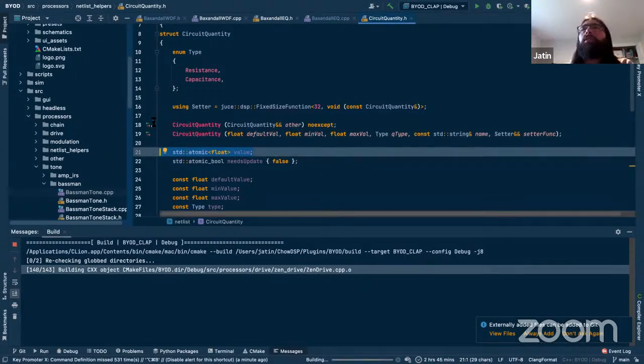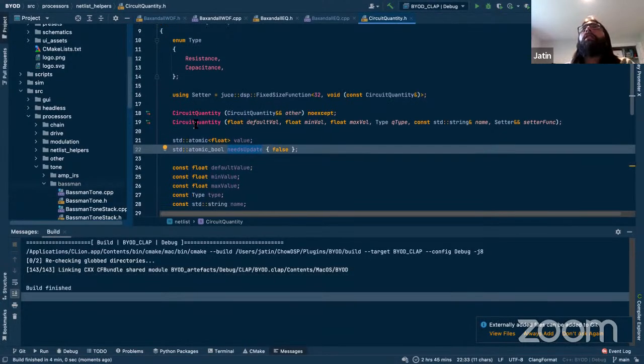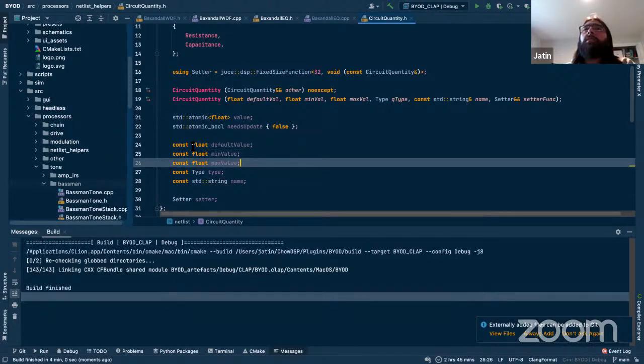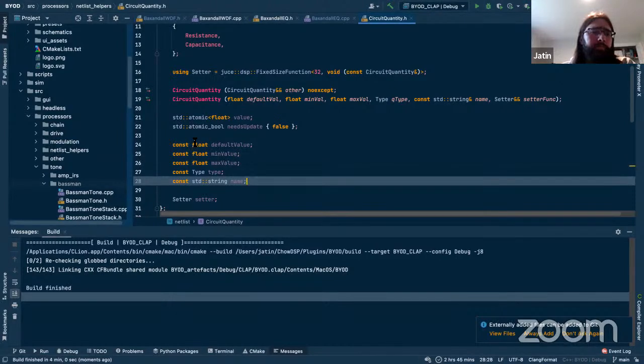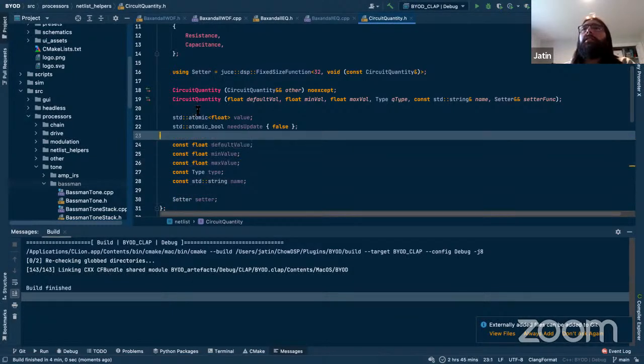We also have a value. So this is like the base value of the quantity. And we have another atomic bool that will tell the DSP whether this needs an update or not. And then we've got another bit of data here. So we have a default value, min and max value, and a string for the name. And then we have a setter function. So this is the data that every circuit quantity needs to have for us to do what we need to do with it, including displaying it on the UI, updating stuff in the DSP, and so on.